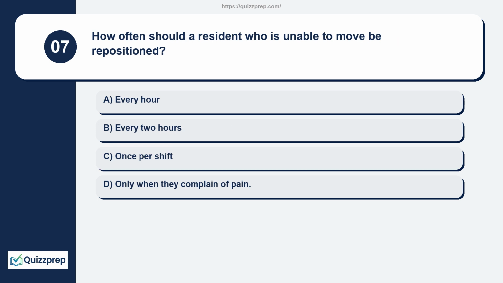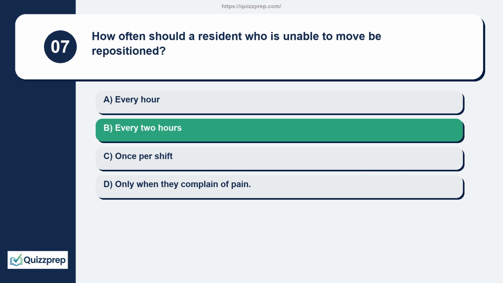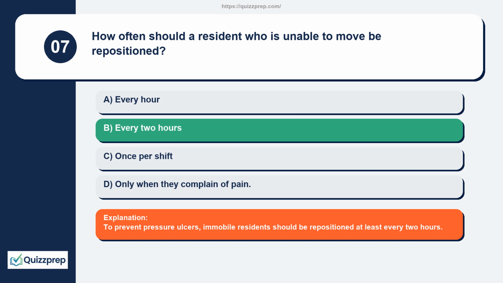Question 7. How often should a resident who is unable to move be repositioned? Every hour. Every 2 hours. Once per shift. Only when they complain of pain. To prevent pressure ulcers, immobile residents should be repositioned at least every 2 hours.